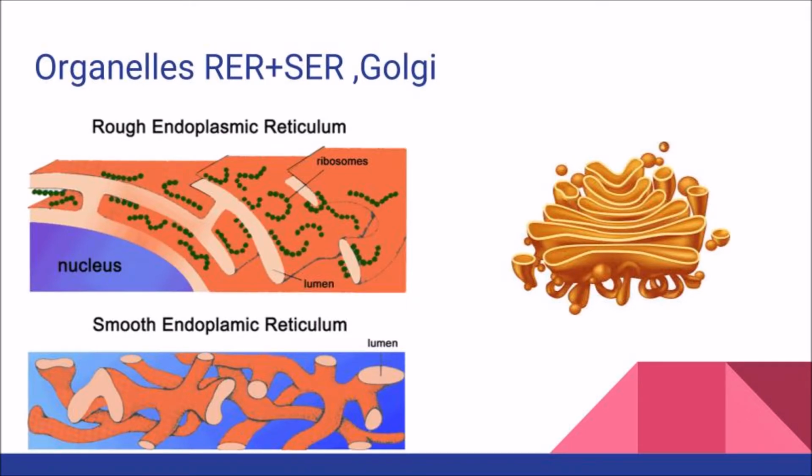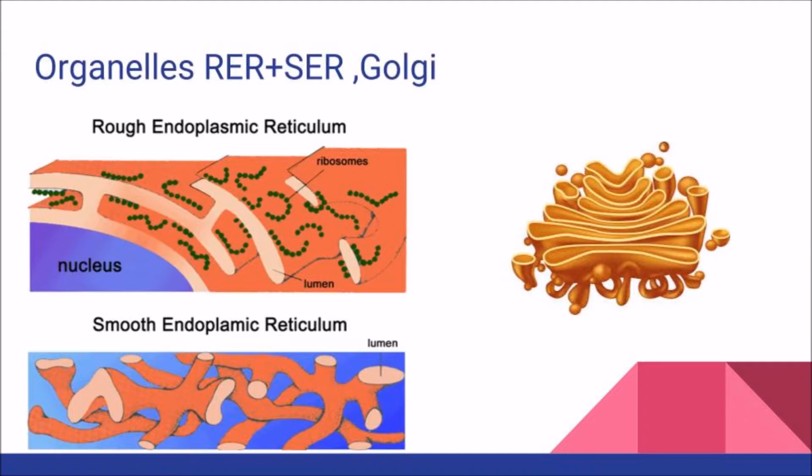Then we have the RER and the SER. The RER is the rough endoplasmic reticulum. It has lots of little ribosomes along its surface, and it's involved in folding and processing proteins. The SER is the smooth endoplasmic reticulum. No ribosomes, but it's very similar in the fact that it's a system of membranes enclosing a fluid-filled space. The SER is involved in synthesizing and processing lipids.